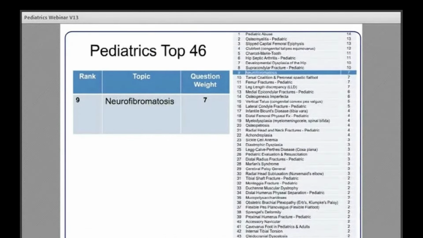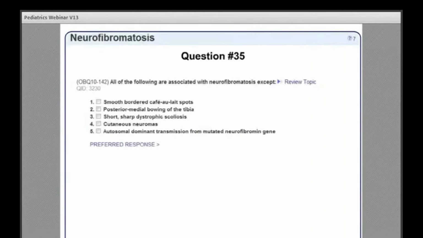Neurofibromatosis. All of the following are associated with neurofibromatosis except. So be leery of questions that say except or which is correct to make sure that you read it thoroughly. Smooth bordered cafe au lait spots, posterior medial bowing of the tibia, short sharp dystrophic scoliosis, cutaneous neuromas, and autosomal dominant transmission from mutated neurofibromin gene.